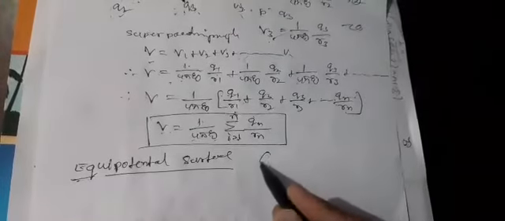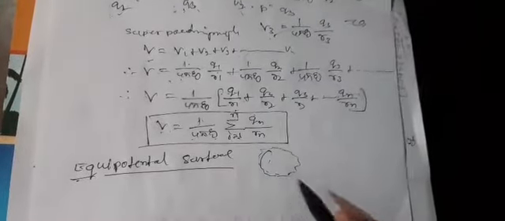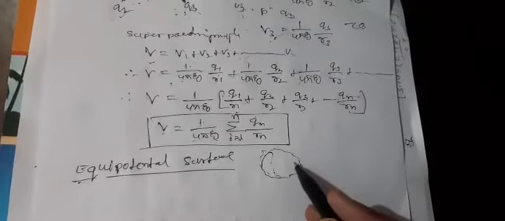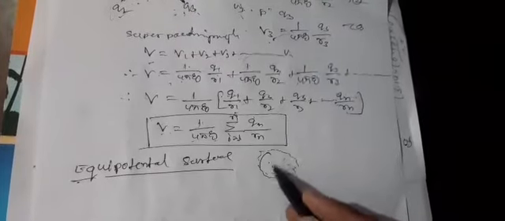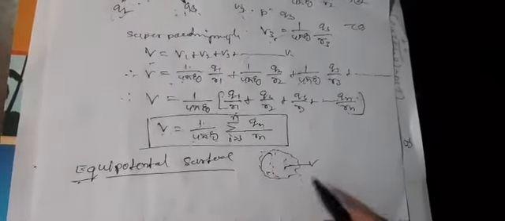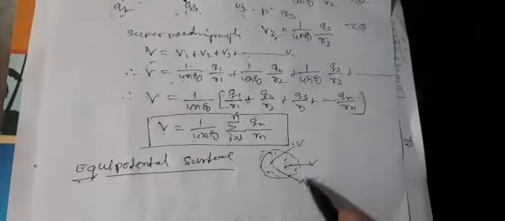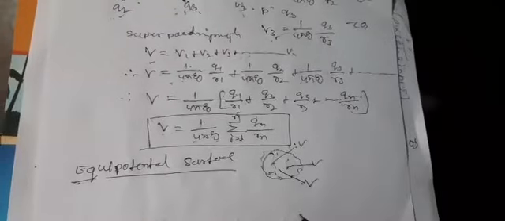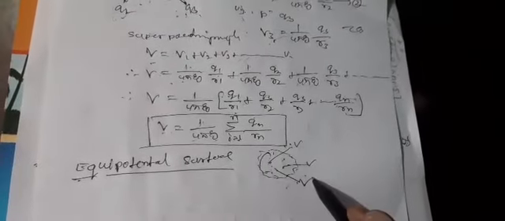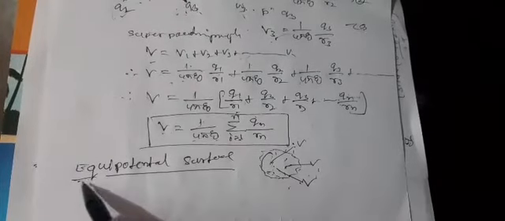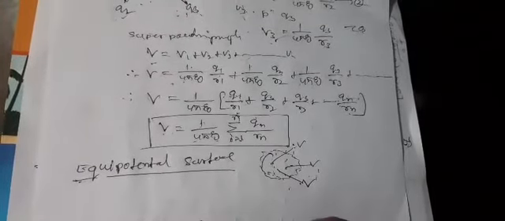The equipotential surface means that it is a surface having the same electric potential at every point. This is called electric potential. The electric potential is the same at any position of a given surface, and that surface is called an equipotential surface.